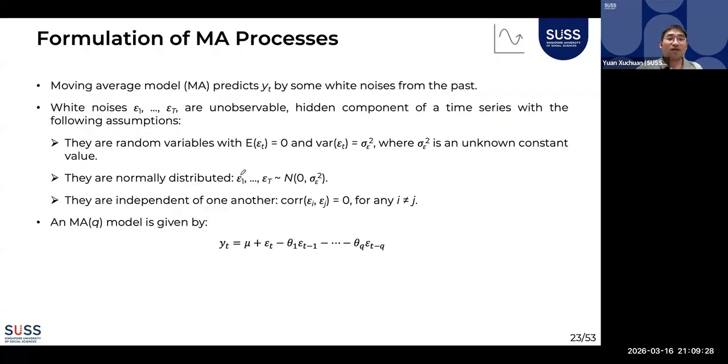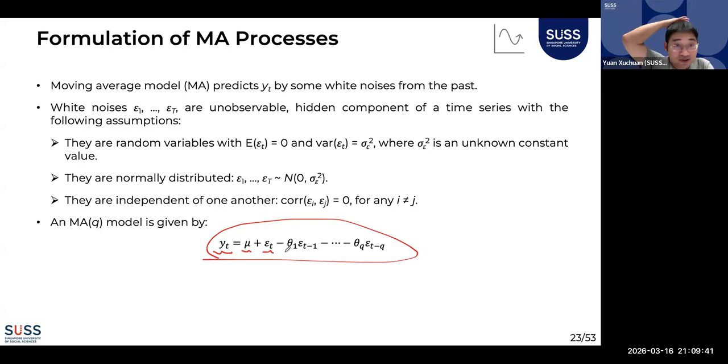So what is the MA(q) model? This is the model. Y_t is your time series, mu is your mean, epsilon_t is your random term in period t, and then all the other error terms in previous periods. So you can say this is a linear regression of the random errors in the previous periods.